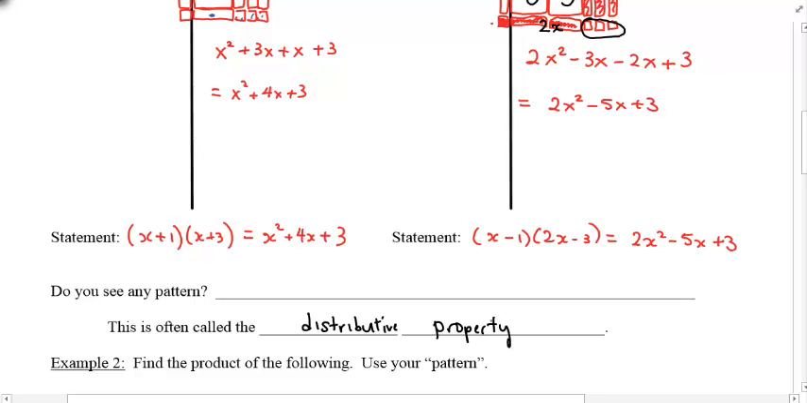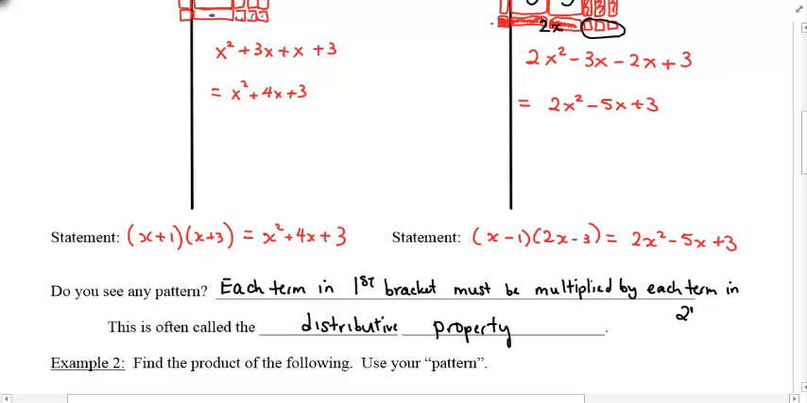Okay, where in the pattern really is each term in the first bracket must be multiplied by each term in the second bracket.